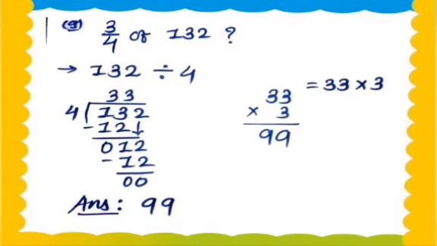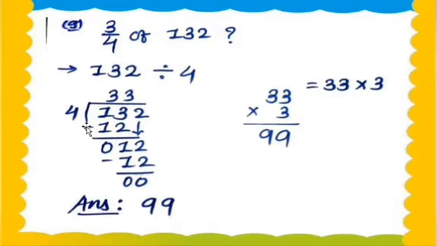Now we move on to question number G. Let's check here the question number G. 3 upon 4 of 132. It's a large number. How can we solve, my dear students? 3 upon 4 of 132. So my dear students, 132 divided by 4. So 132 divided by 4.